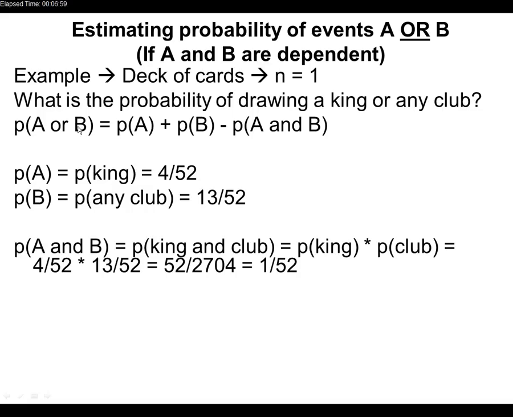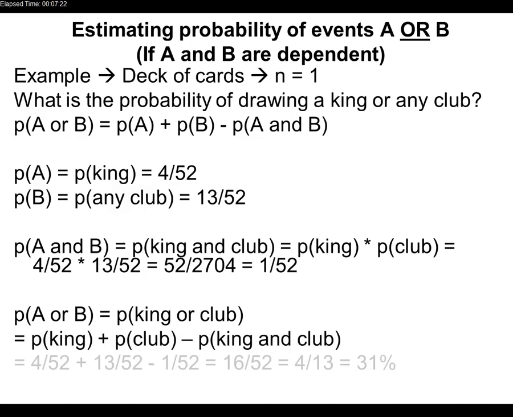So here's the math, and just remember, these are just recipe formulae. All right, so you just plug the numbers in. 4 divided by 52 times 13 divided by 52 equals 52 divided by 2704 equals 1 divided by 52. And here's the bottom line. You get 31%. Just plug in the numbers. That's all you have to do. Here's the probability of a king plus the probability of a club minus the probability of a king and club.